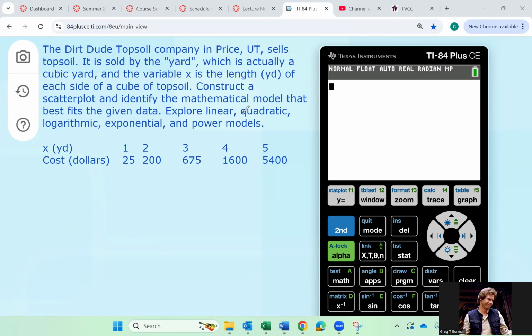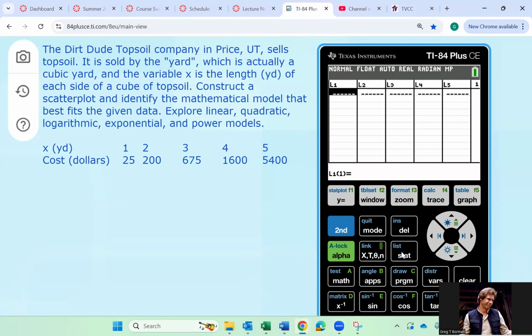Construct a scatter plot and identify the mathematical model that best fits the given data. And these are the types of functions we're going to use. Okay, so this problem would easily find a home in an algebra class. So here's what we're going to do. We'll go stat, enter, and we're going to plug in all the data. And again, there's not that much data here, but that's okay.